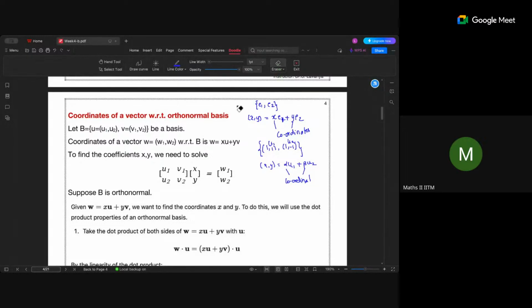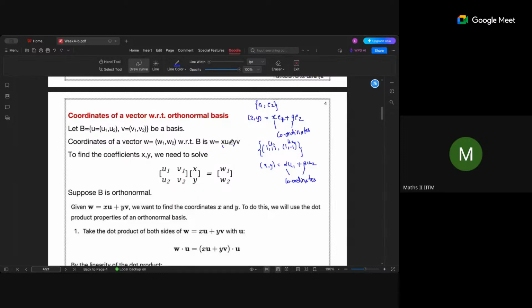Okay. So what is meant by coordinates? You all remember now. Coordinates means whenever you have a basis and you write a vector as a linear combination, the coefficients are the coordinates with respect to the given basis. Okay, fine. Now let us see, you have a basis B. We are going to find the coordinates of a vector (w1, w2) with respect to B. So w you can write as xu plus yv, so x and y form the coordinates. How are we going to find x and y here?